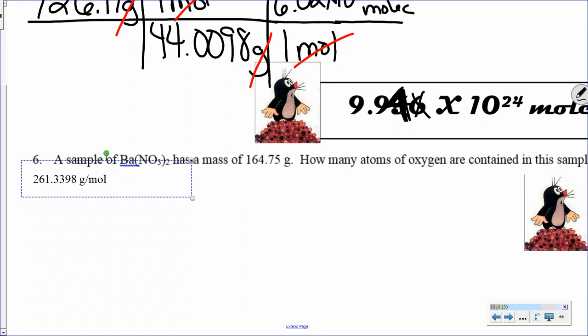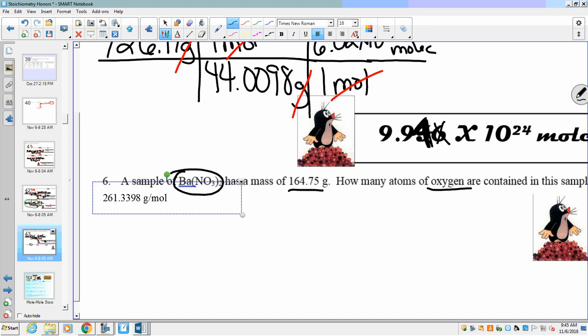The last one's a very tricky question. So we actually want to take barium nitrate, we know its mass, and figure the atoms of just oxygen in it. So take a minute, go ahead, pause the video, and give this problem a try. I'll put the answer up in just a moment.